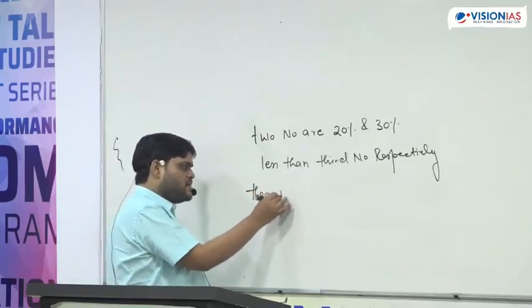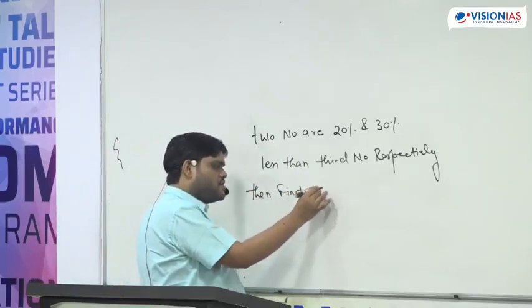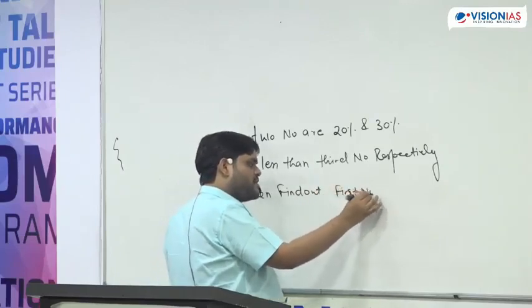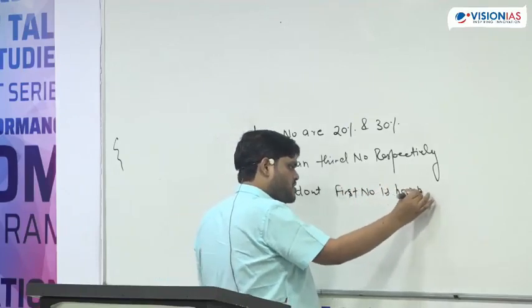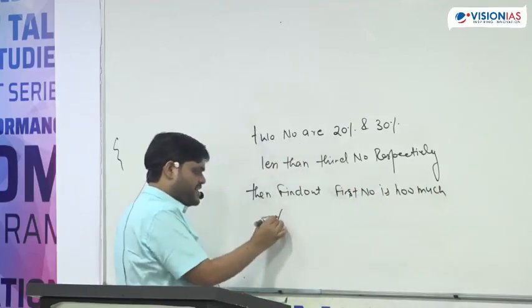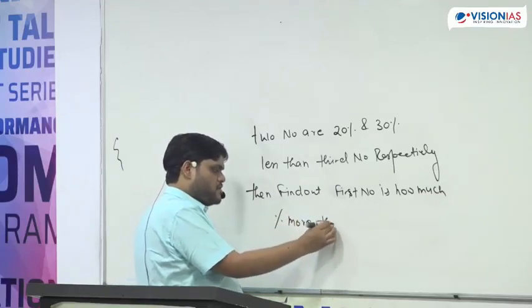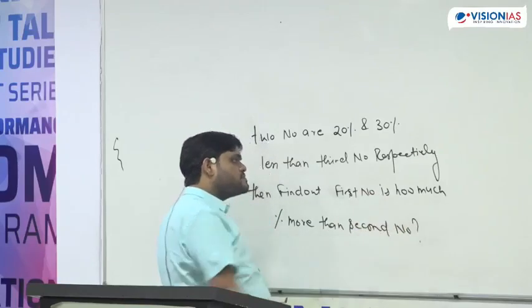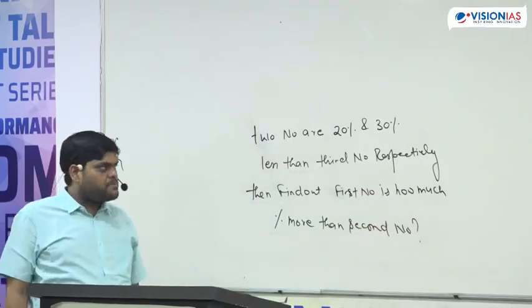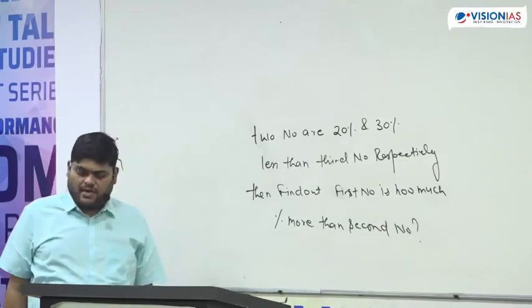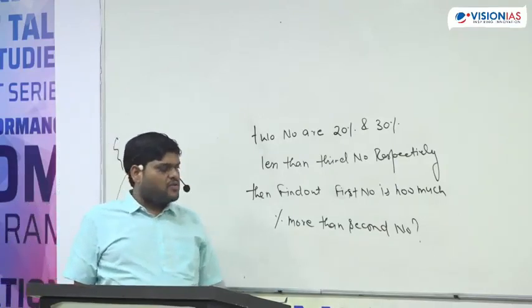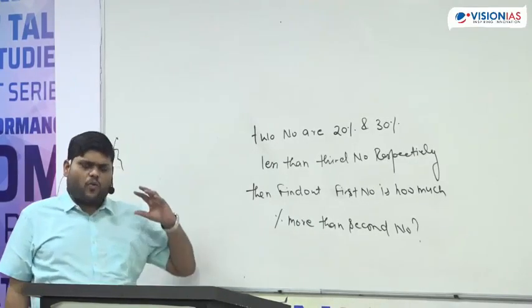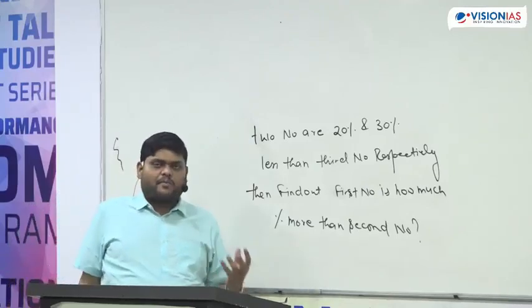Then find out the first number is how much percent more than second number. Two numbers are 20% and 30% less than third number respectively. Then find out the first number is how much percent more than second number. Like whatever we have discussed till now, let's take everything one by one.